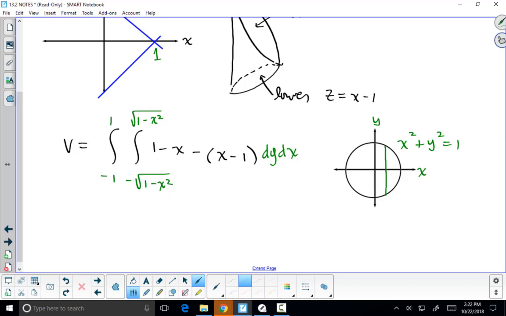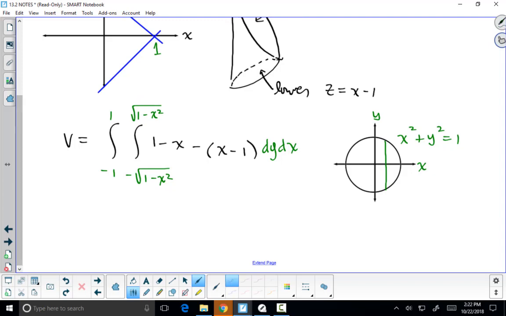What's going to cancel? The x's? Oh, no, they're not. The ones will cancel. So we'll have negative 1 to 1, 2x, sorry, that's what I meant. The ones don't cancel. Oh, those don't cancel either. Nothing cancels. Minus 2x plus 2. I was really hoping something canceled. Yeah, nothing cancels.